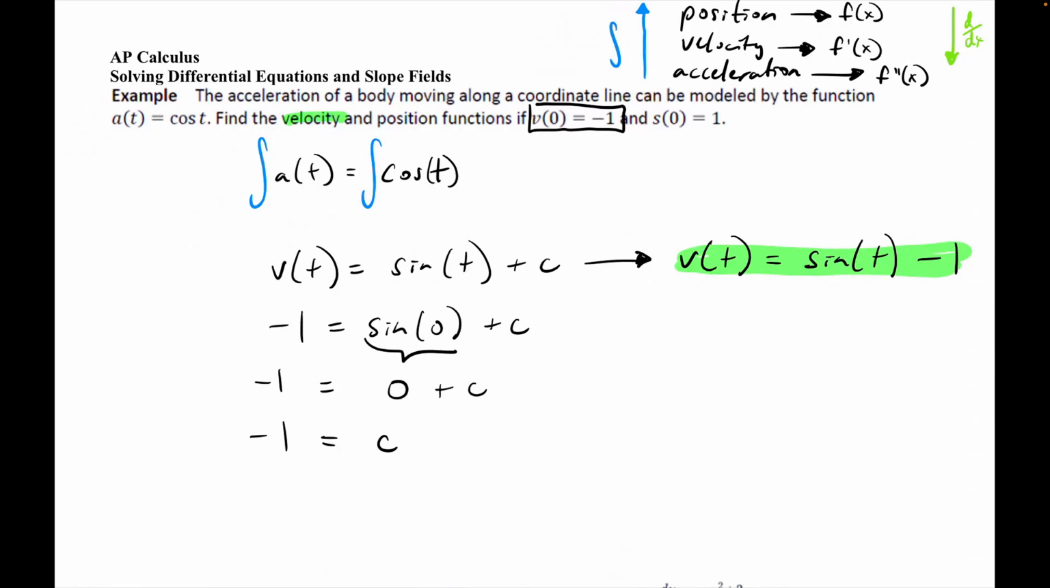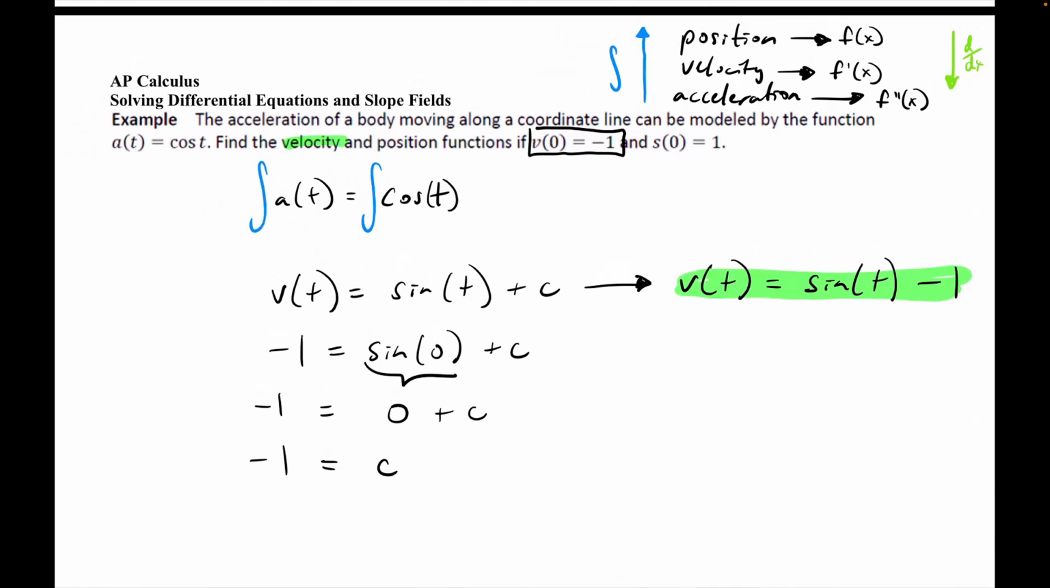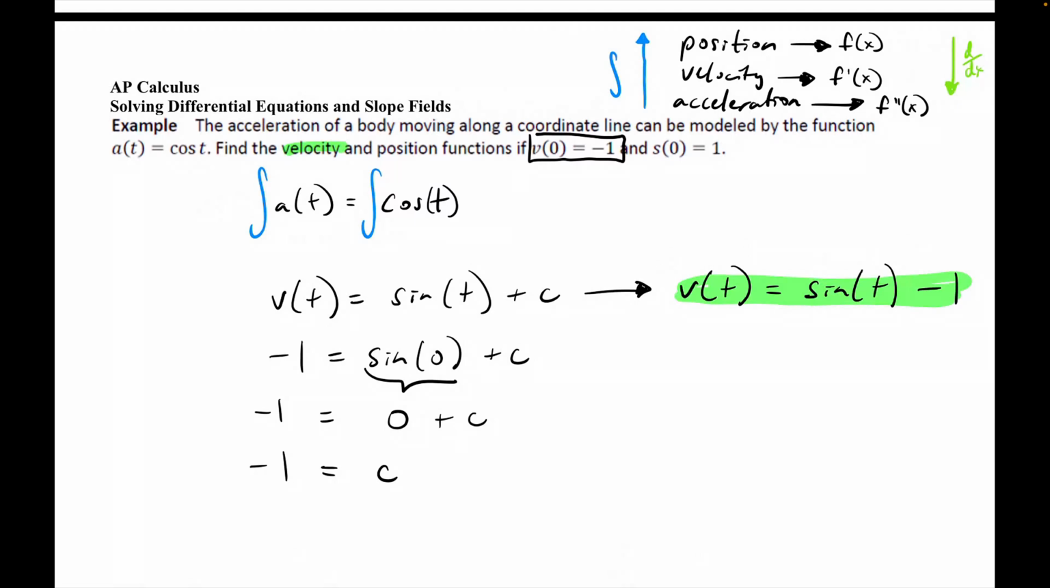So how do I find position? Find the derivative again. Not the derivative. I don't want to go down. I want to go up, right? I'm at velocity and I want to go up to position. So I'm going to do the antiderivative. All right, you know what? Let me write this.